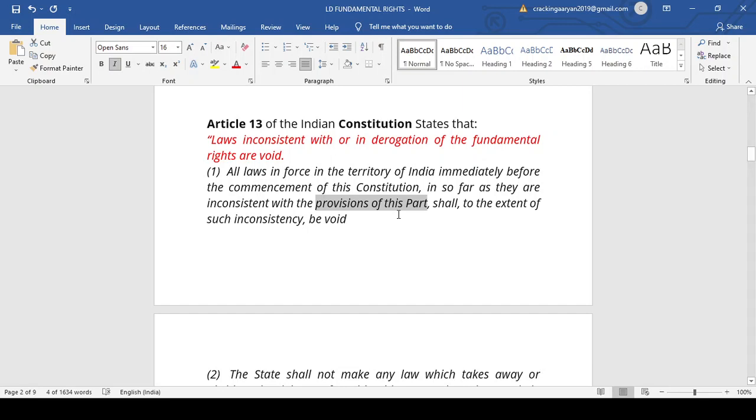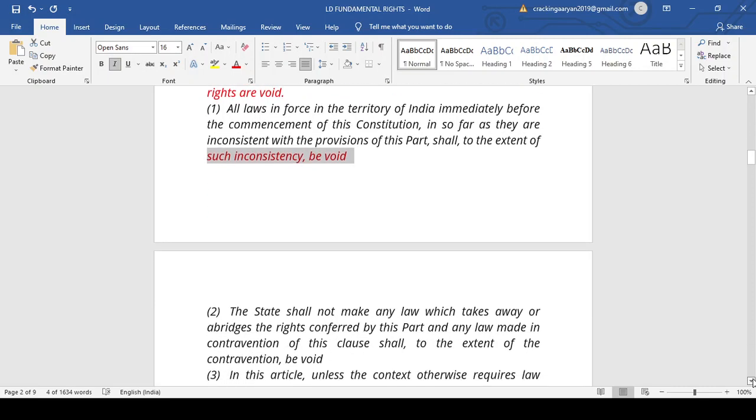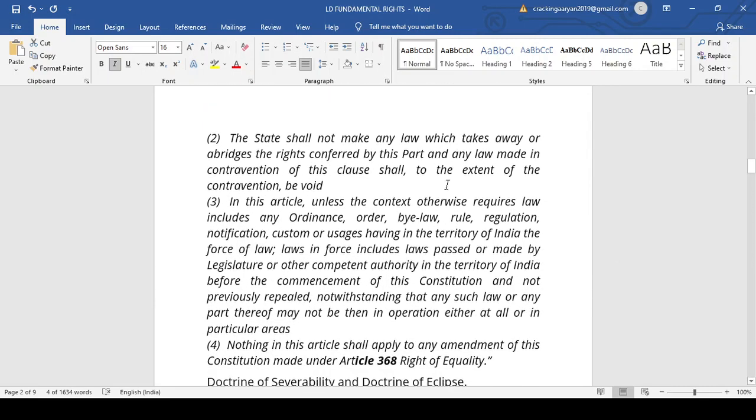Part 1, Union and Territory. Part 2, Citizenship. Part 3, Fundamental Rights. So all laws in force in the territory of India immediately before the commencement of this constitution, in so far as they are inconsistent with the provisions of this part, shall to the extent of such inconsistency be void. Article 13 clause 2 states that the state shall not make any law which takes away or abridges the rights conferred by this part, and any law made in contravention of this clause shall, to the extent of contravention, be void.